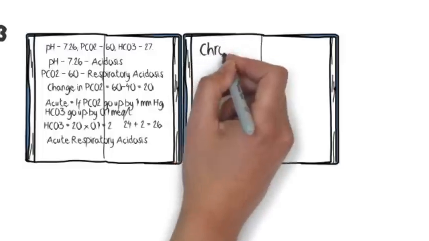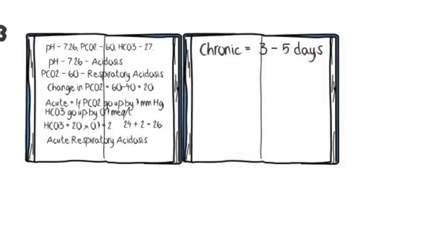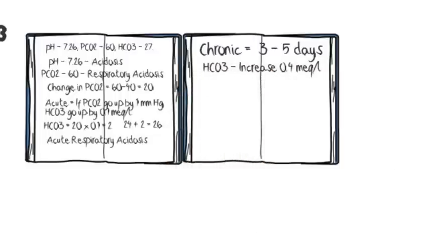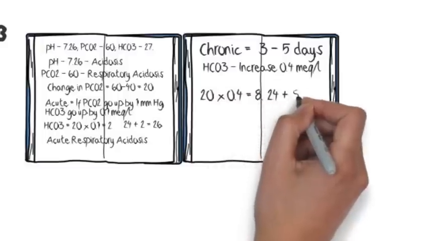If the process persists 3 to 5 days, then it becomes chronic. In chronic respiratory acidosis, bicarb increases by 0.4. This should be the bicarb in chronic respiratory acidosis.